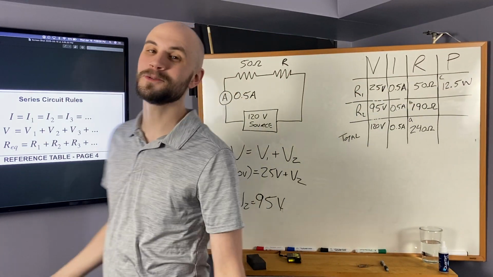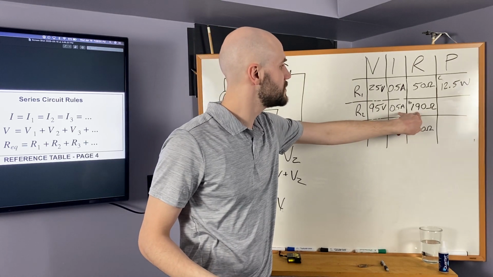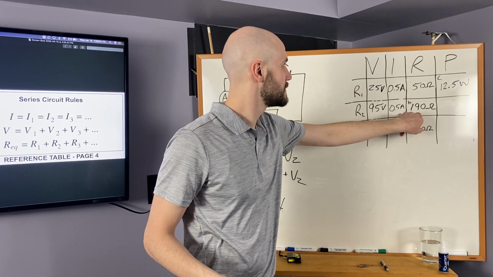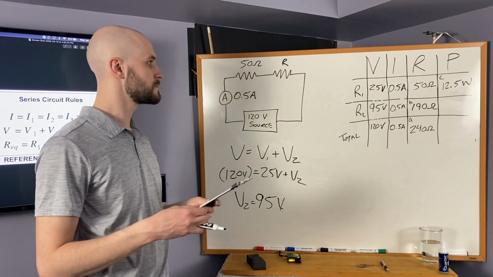And again, there's multiple ways to get there. I used these two, but you can just as easily use these two. R is equal to V over I. Plug it in, you'll still get 95 volts.